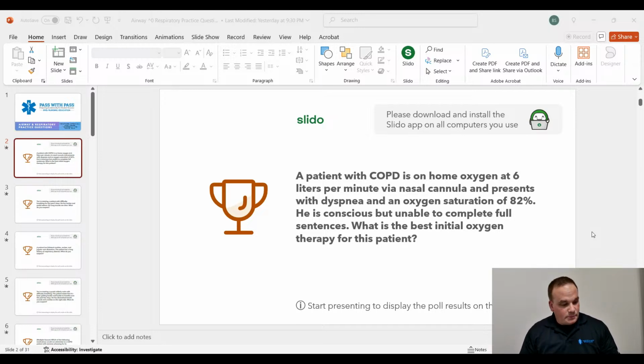So the next step in your protocol requires magnesium sulfate administration to your adult asthmatic patient. What is the appropriate dose? 4 grams IV push, 2 grams IV push, 4 grams over 10 to 20 minutes, or 2 grams over 10 to 20 minutes?